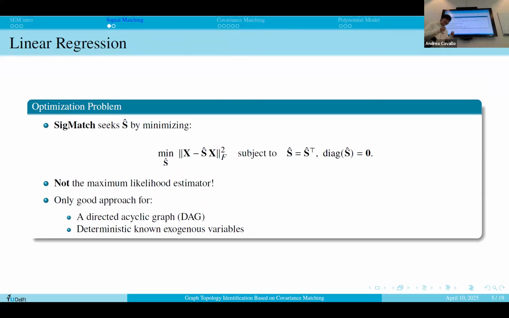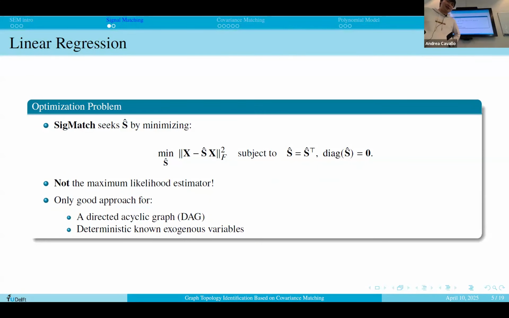A very easy idea to think about is to do signal matching. This is because E is zero mean, so we naturally want to think about what if E is zero? Of course, then X is equal to SX. So then we just need to solve a regression problem, and based on the constraint it is easy because it's convex. For this one we can find the closed form solution, but actually this is not the maximum likelihood estimator.